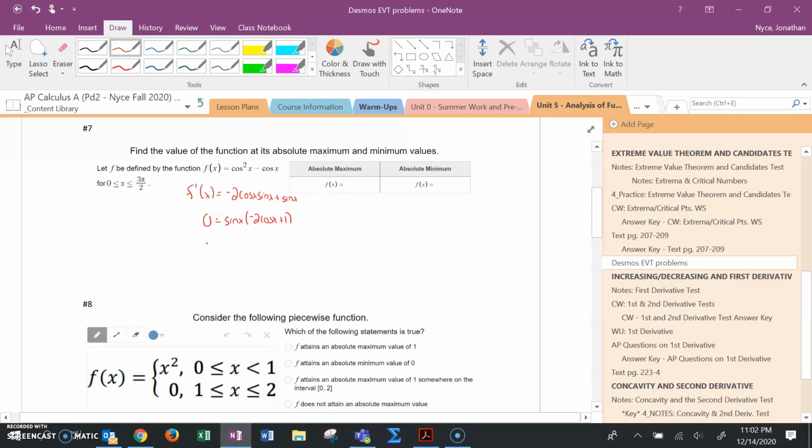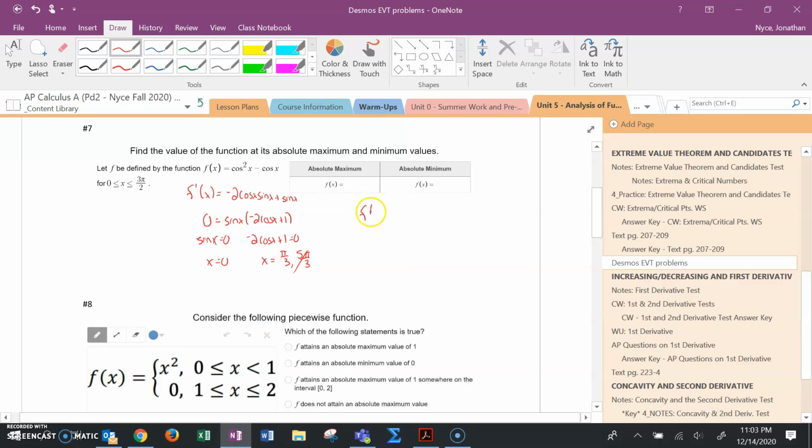And we'll eventually find that our x values are from sine x equals 0, which gives us x equals 0, or -2 cosine x plus 1 equals 0, which gives us x equals pi over 3 and 5 pi over 3. But 5 pi over 3 is not in our interval, so we're not going to use that one.